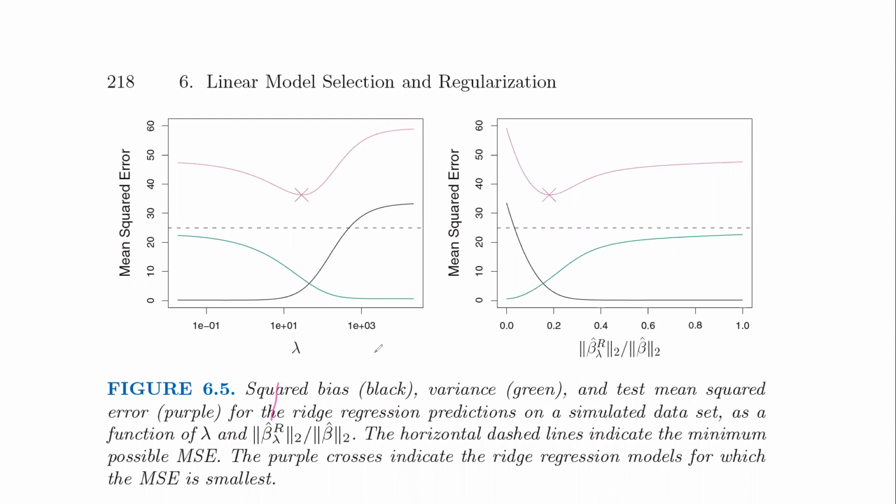Let's read the explanation. Squared bias is in black, variance is in green, and test mean squared error is in purple for the ridge regression predictions on a simulated data set, which is what enables us to speak of test mean squared error. What does simulated mean? That you know the parameters in advance, which is the exact opposite of the real life situations that we'll be working with in future. And we have these two charts, both as a function of lambda and as a function of this expression. The purple crosses indicate the ridge regression models for which the MSE is smallest.